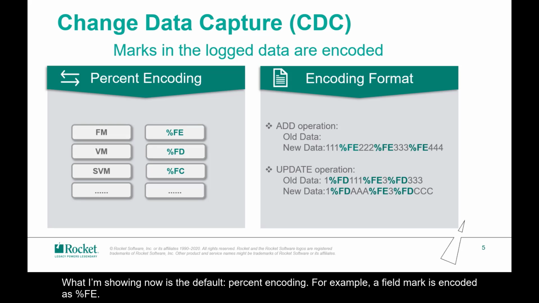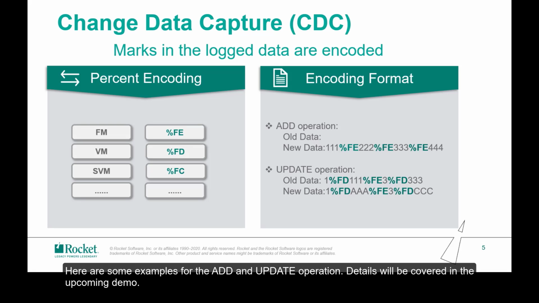What I'm showing now is the default percent encoding. For example, a field mark is encoded as %FE. FE is the hexadecimal representation of the character's ASCII value. Here are some examples for the add and update operation. Details will be covered in the upcoming demo.